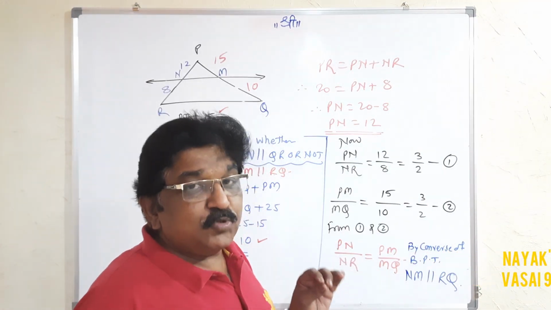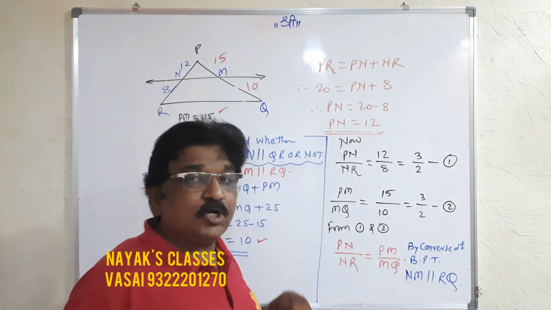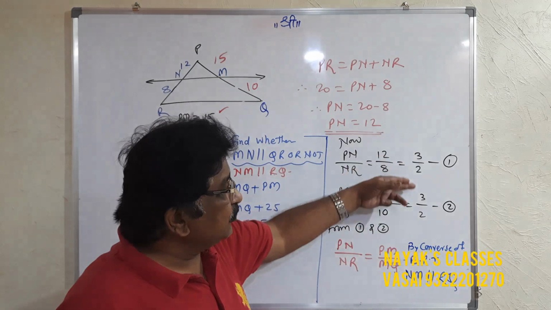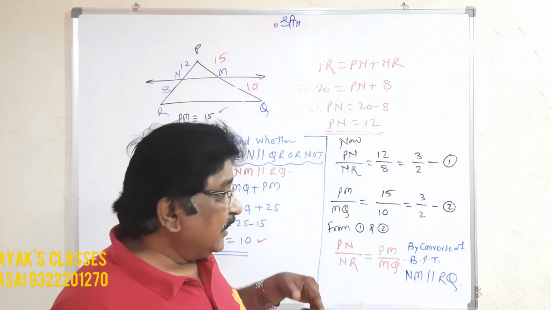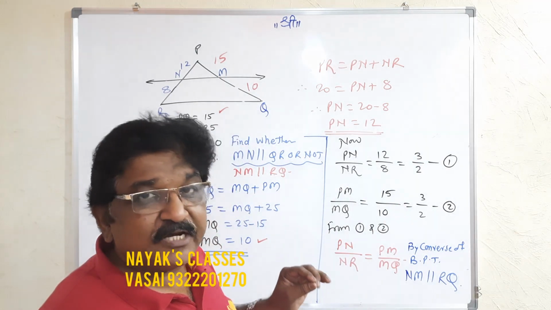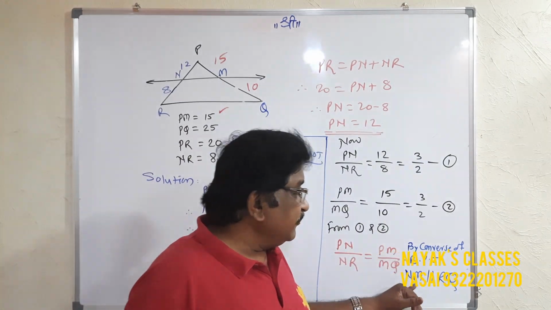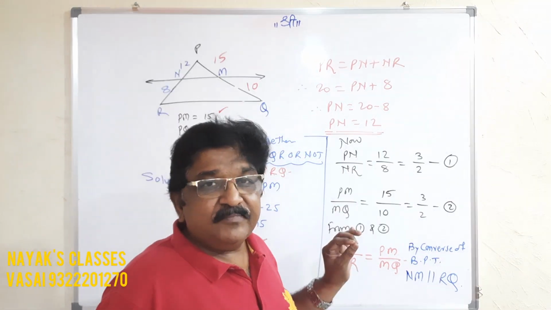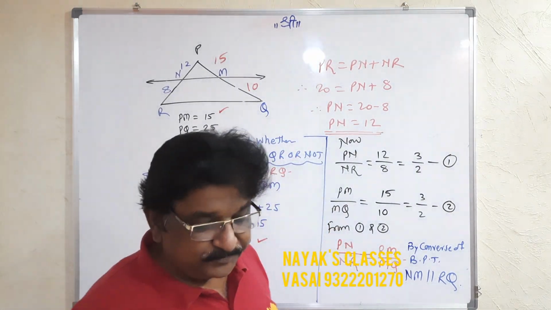See, there are two things. One is the original BPT and another is the converse. When ratios are equal, 3 upon 2, 3 upon 2, ratios are equal, lines are parallel. So we came to the conclusion, by converse of BPT, NM is parallel to RQ. That is the proof.